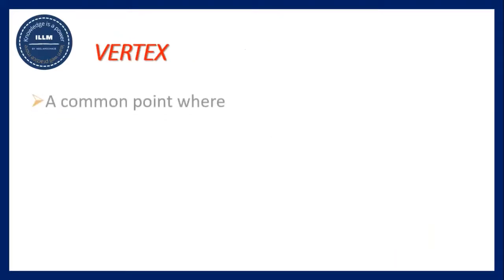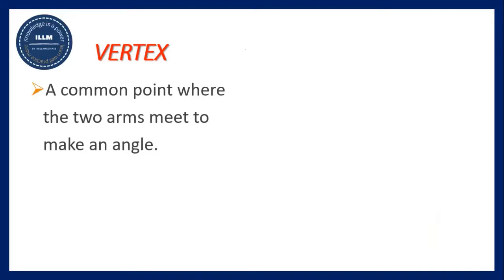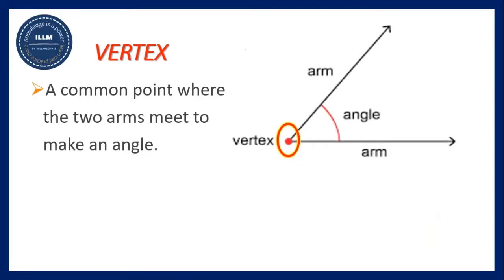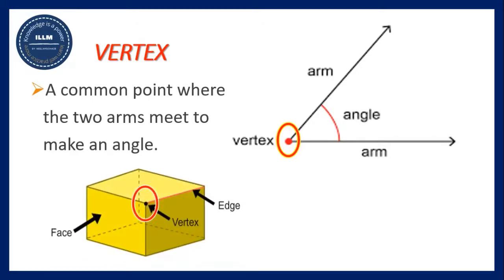Next is vertex. A vertex is the common point where the two arms meet to make an angle. Here in this diagram, you can see two arms and these two arms join together at the common point, which you can see as a red dot, and this common point is called a vertex. In the next example, you can see a yellow cuboid and you can also see a black dot with a red circle. This is the vertex where the two arms or sides join together. In this cuboid, we can count 8 vertices. One common point is called a vertex. More than one common points are called vertices.